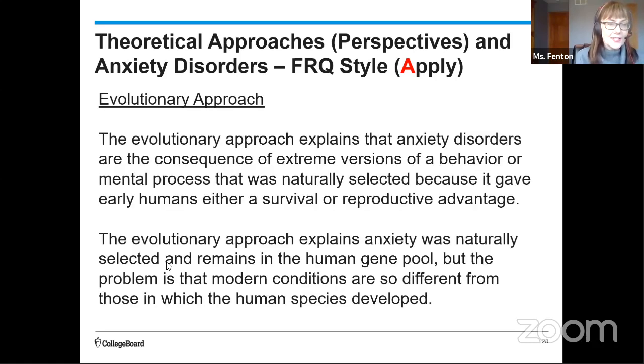Evolutionary approach is based on Darwin's theories, and it would say that anxiety disorders are the consequence of extreme versions maybe of behaviors that gave early humans a survival or reproductive advantage. So while anxiety disorders are not helpful to anyone, anxiety itself, like the state of being anxious, did provide potentially early humans with a survival advantage because it caused them to pause and not take part in things that might be dangerous. So a little bit of anxiety causes, maybe protection.